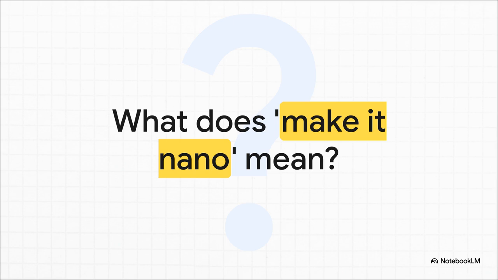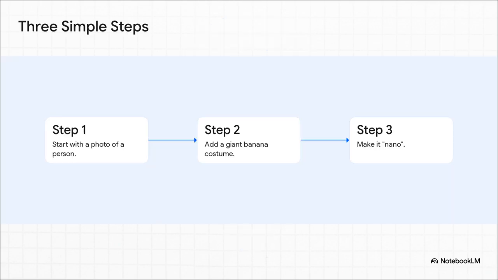Make it nano. Now, this wasn't some pre-programmed function or a secret technical term. It was just a weird, creative idea meant to test the AI's intelligence, not just its ability to follow orders. And just look at how simple the whole thing was. There's no complicated prompt engineering here, no weird code words. It's just three natural conversational steps. 1, start with a photo. 2, make the absurd request to slap a banana costume on there. And 3, that final bizarre command to make it nano.